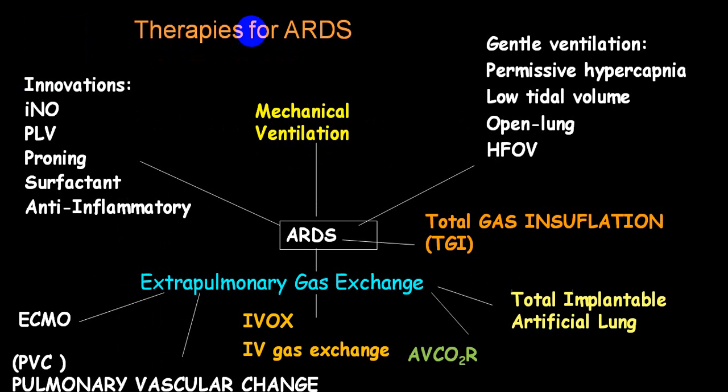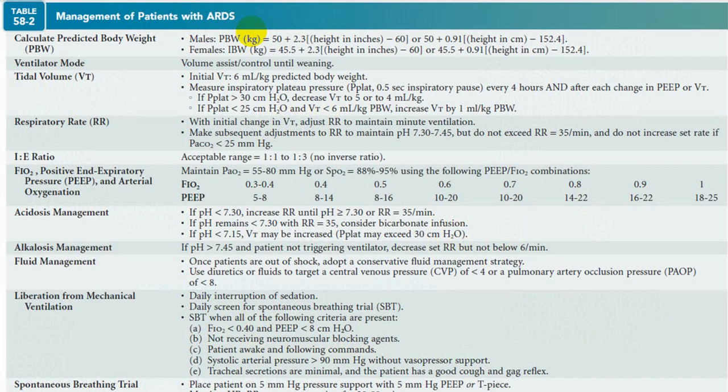You can give permissive hypercapnia, low tidal volume, open lung, HFOV, tracheal gas insufflation, total implantable artificial lung. Then you can go for IVOX, intravenous gas exchange. You can go for pulmonary vascular change, ECMO. You can go for INO, that is nitric oxide, PLV, prone position, surfactant, anti-inflammatories, etc. These are all the different treatments being utilized.